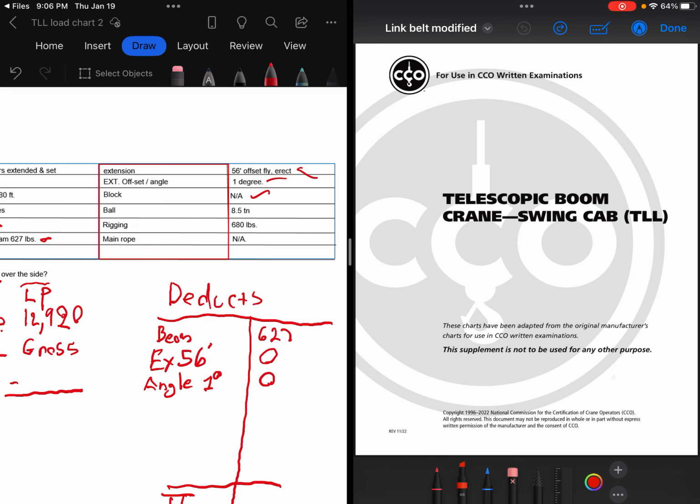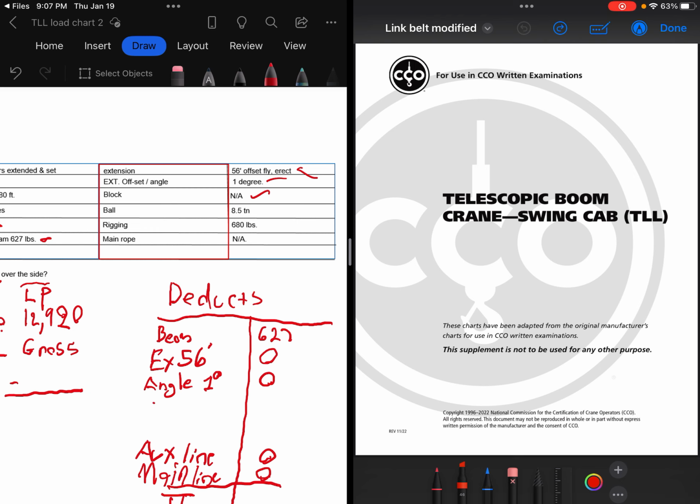Another thing we can do down here is, we know we don't have a main line. Put a big fat 0. Aux line, sorry, I'm a little shaky. Aux line, 0, because we're lifting from it. It's not excess line. Anytime we have only one part of line that we're lifting from, we don't deduct it because we need it to make that lift. So there's no excess reeving or excess line deduction.